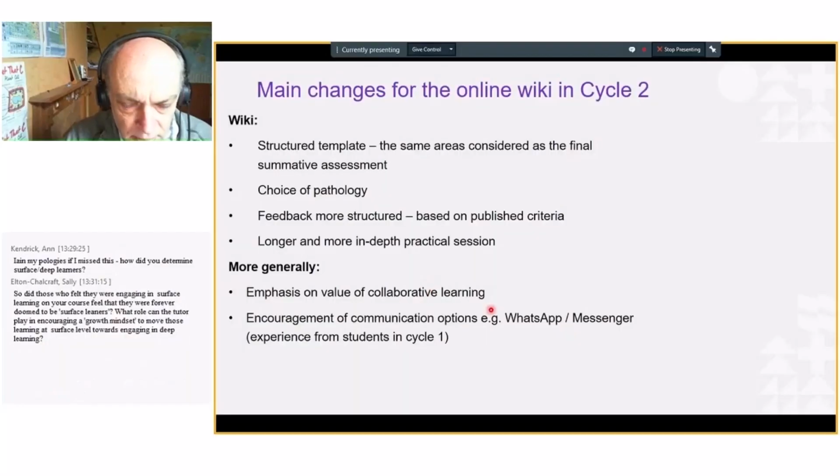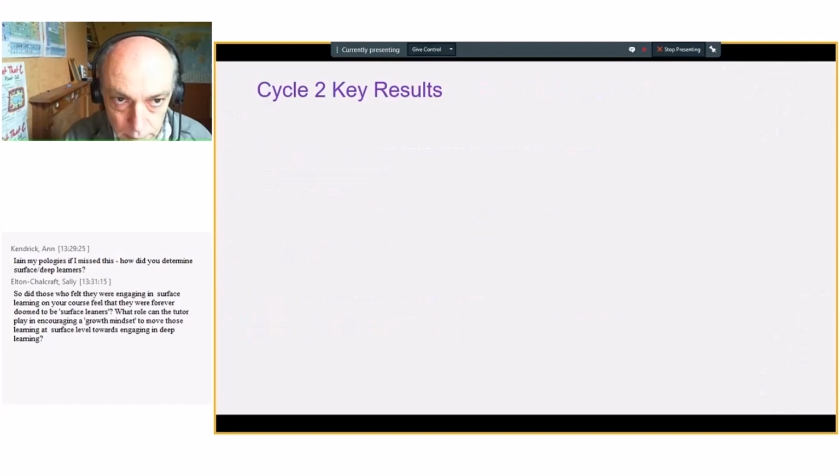Generally, we emphasized the value of collaborative learning to the students and encouraged communication options, for example WhatsApp, Messenger. Students in cycle 1 said they used that a lot to communicate with each other as they were making the PowerPoints, as they were making the wikis. So we encouraged these social networking tools to encourage communication and collaboration amongst the students.